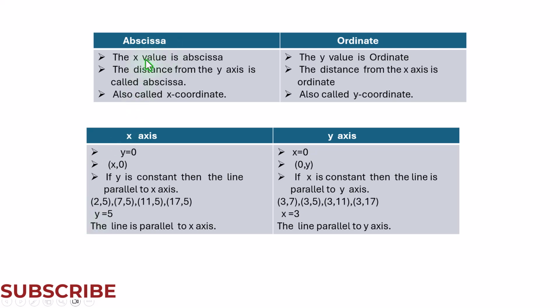Then abscissa. The x value is called the abscissa. The y value is called the ordinate. The distance from the y-axis is called the abscissa. The distance from the x-axis is called the ordinate. Abscissa is also called the x-coordinate. Ordinate is also called the y-coordinate.